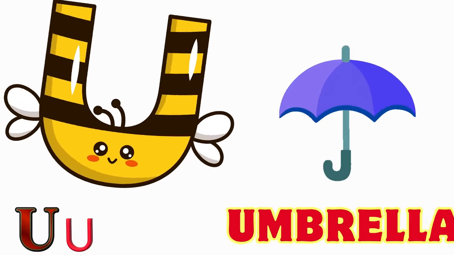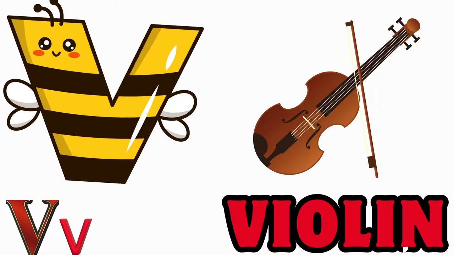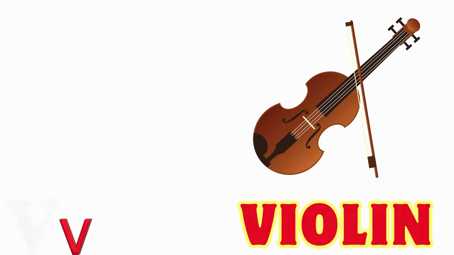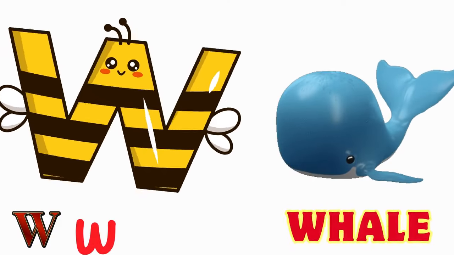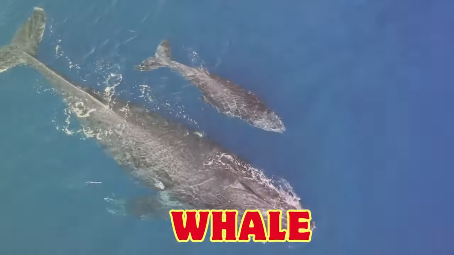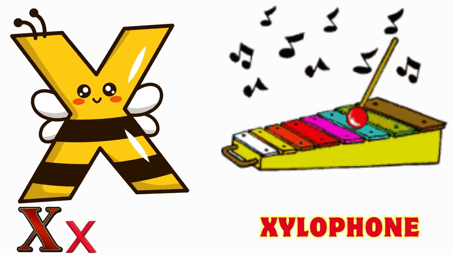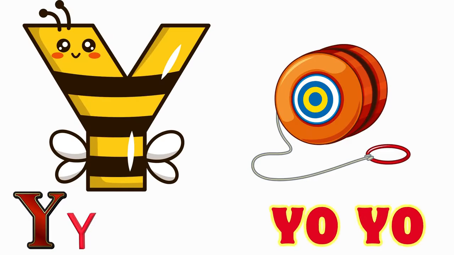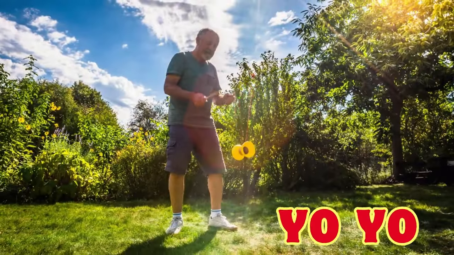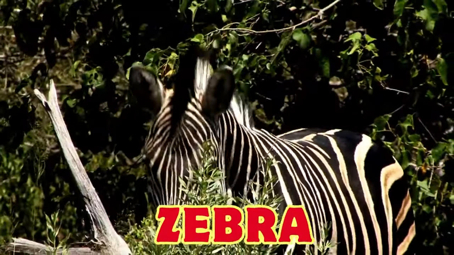U is for umbrella. Umbrella. V is for violin. V, v, violin. W is for whale. W, w, whale. X is for xylophone. X, xylophone. Y is for Jojo. Y, Jojo. Z is for zebra. Z, z, zebra.